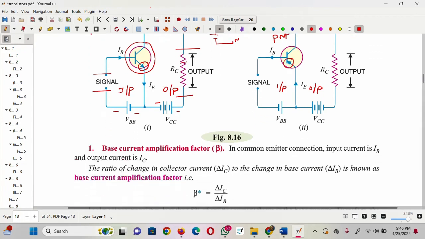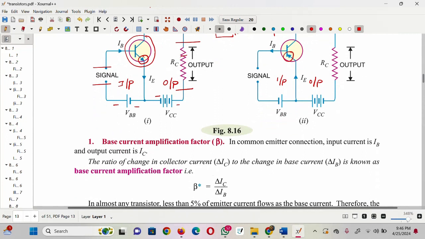In every configuration we need some important parameters. Parameters are very important.